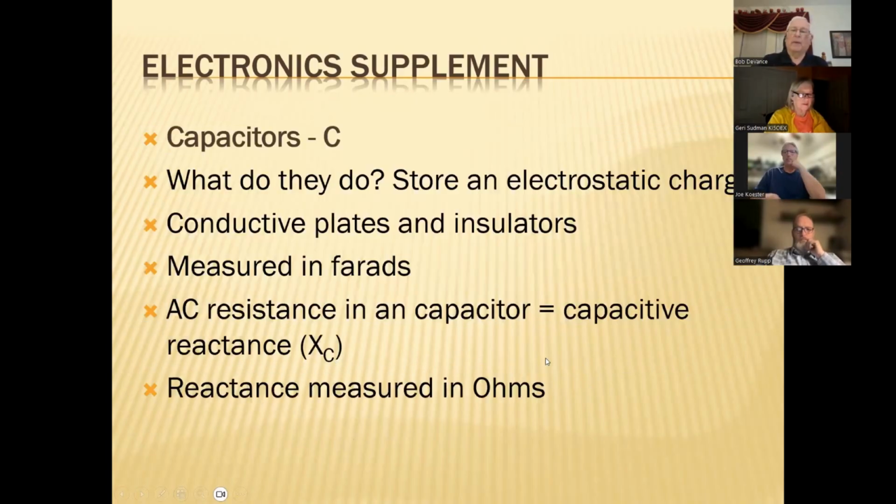Okay. Capacitors, one of our main building blocks. A capacitor stores an electrostatic charge. It stores that charge on 2 metal plates separated by an insulator of some sort. The 2 metal plates oftentimes are aluminum foil, and the insulator in between can be paper, it can be wax paper, it can be mica, any number of different things for the insulator.